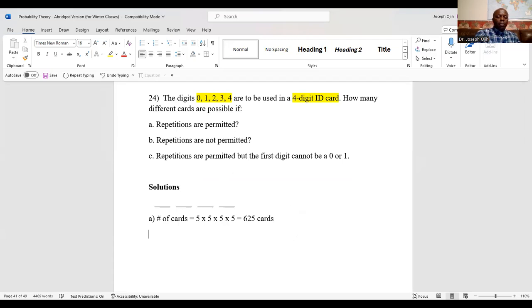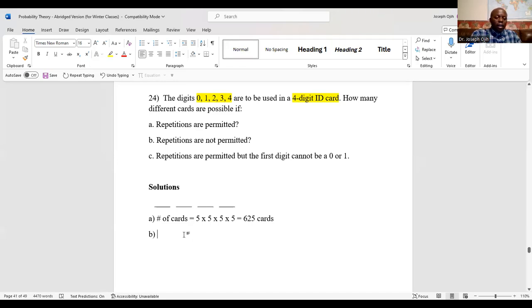Part B says repetitions are not permitted. In that case, here you have 5 numbers to be used to make a 4-digit ID card. Because repetitions are not permitted, it means that if you use 0 on this slot, you can never use 0 on another slot anymore. Once you use a number in a slot, you cannot reuse that number again. So that means there's a restriction. The number of choices for each slot is decreasing.